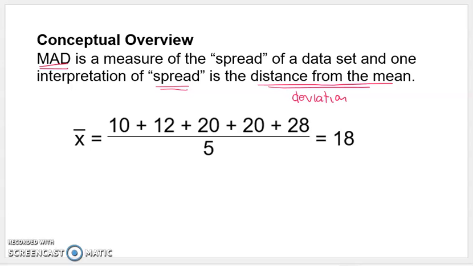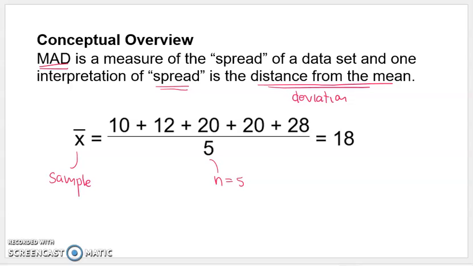So there are 5 data values: 10, 12, 12, 20, and 28. To find the mean of those, I'm going to use the symbol x bar because this is a sample rather than a population. Add those 5 values up, divide by the number of values. The number of values is n equals 5 in this case. When you add those 5 values up, it equals 90. 90 divided by 5 is 18. So the mean of the data set is 18.